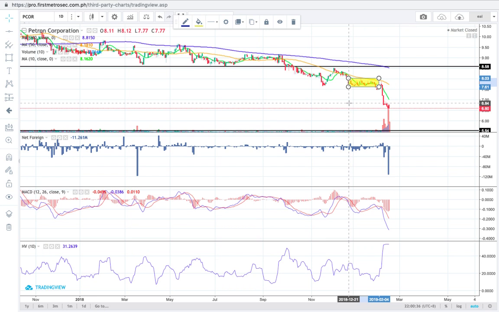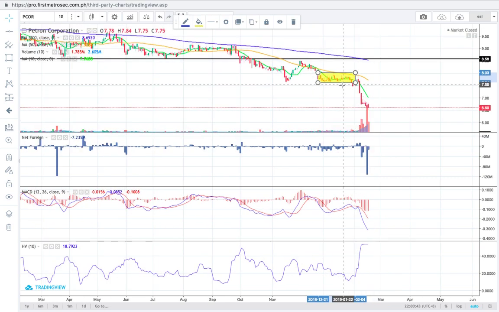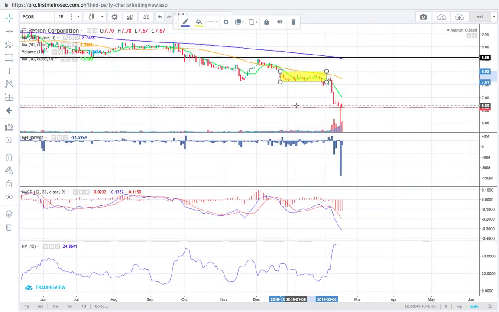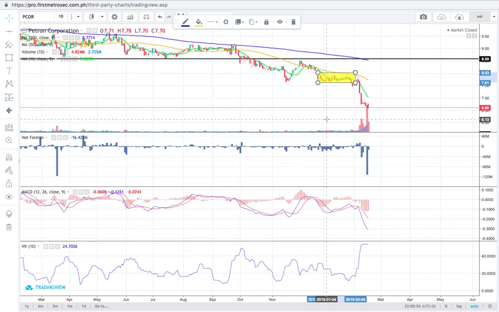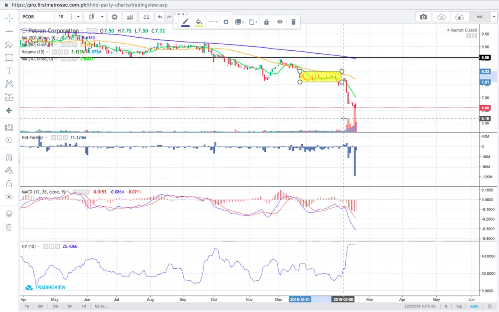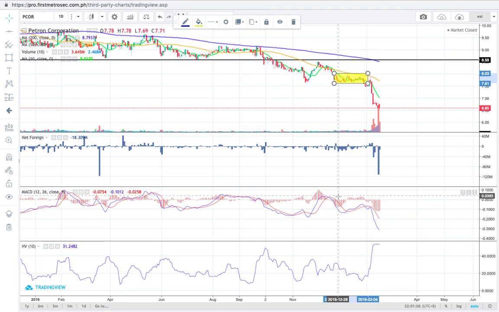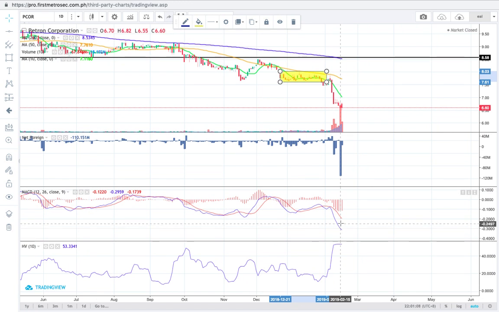There were some poor attempts of recovery in December 2018 for PCOR, as manifested by this strong appetite of foreign investors to do nothing but sell back then in December, especially in the last week of December, and it continued until 2019, especially in January. No chance for MACD to cross above the signal line anytime soon.